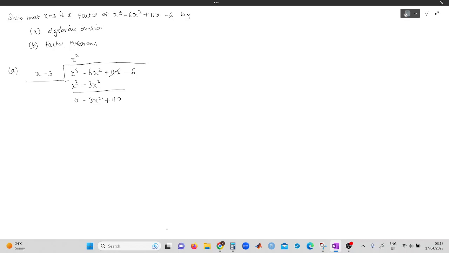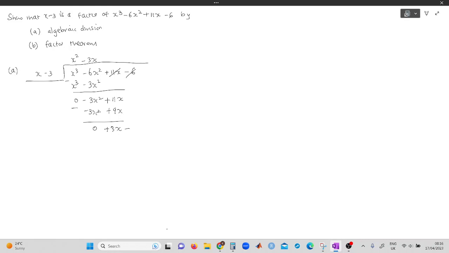Bring down 11x here. Donc maintenant, tout simplement, minus 3x squared divided by x gives me minus 3x. Donc, minus 3x multiplié par x et moins 3. Minus 3x multiplied by minus 3 is plus 9x. Donc, retirer. Moins 3x squared, retirer 3x squared, ça me fait 0. 11x, retirer 9x. Bring this down.